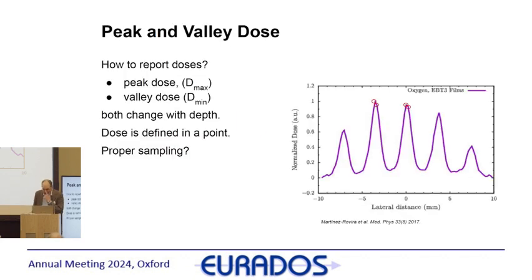Okay, good. Let's start with peak dose. Okay, here is a special fractional dose pattern from a publication I took, and we can see there are 5 peaks, right? What is a peak dose here? Is this a peak dose of the highest peak?